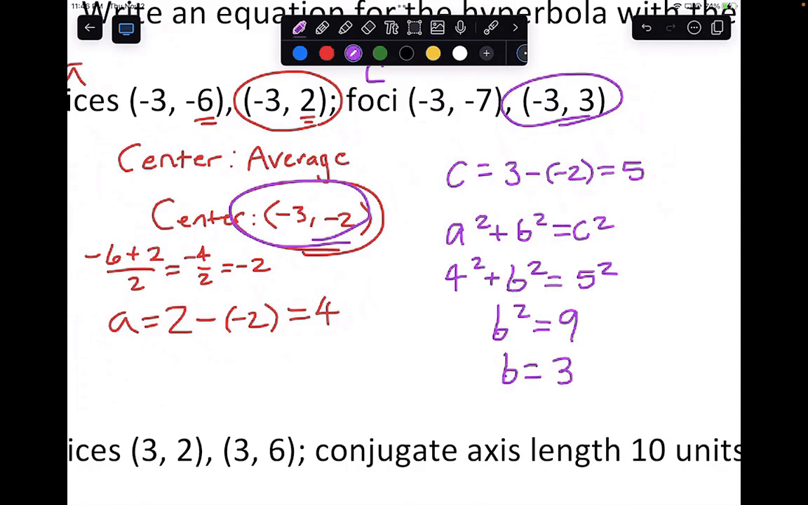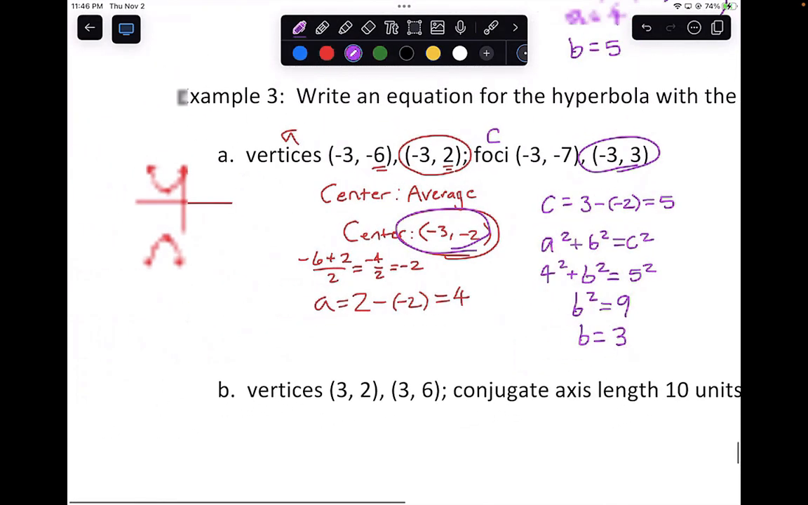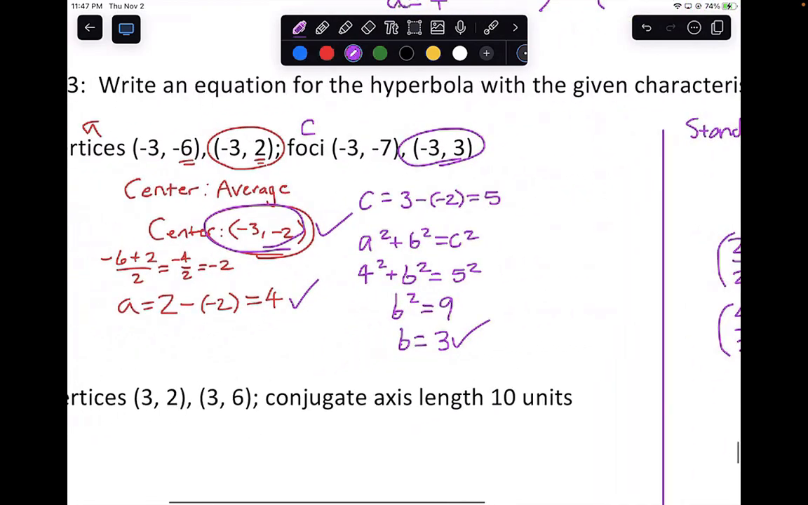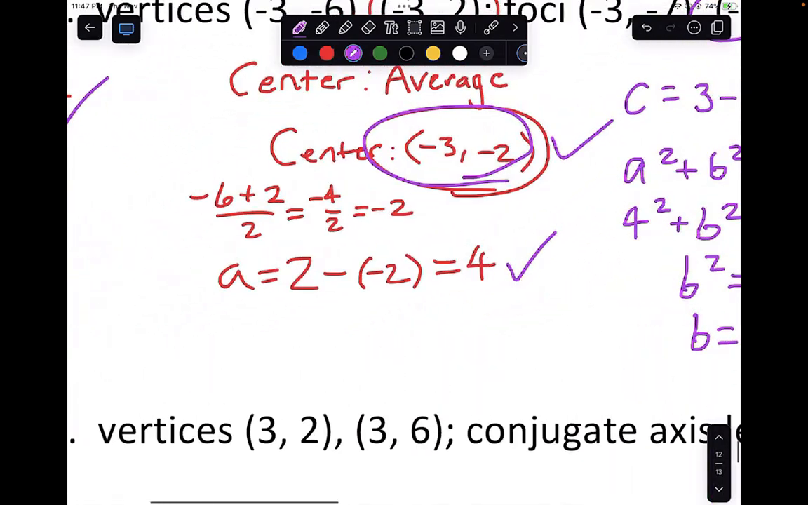And then now that we have the fact that it's a vertical opening one, we have the center, and we have the A and B, we can go ahead and start putting all this together into an equation. So let's see here. I'll squeeze it in over here. Here, I'll write it down below. I'll just write small here.